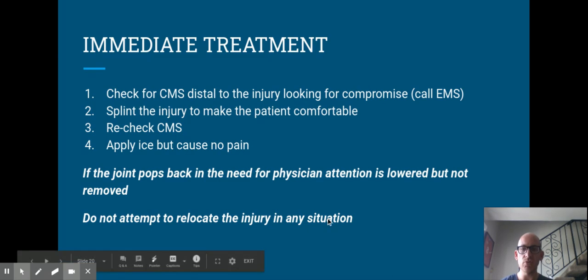Really, really important, do not ever try and relocate the injury yourself. Okay, you want to let a trained physician do that in a hospital setting. You don't want to be doing that on the side of the field. No trying to push bones back into joints or pop things back in. Okay, you might have seen that in a movie or two, but it's not a good idea.